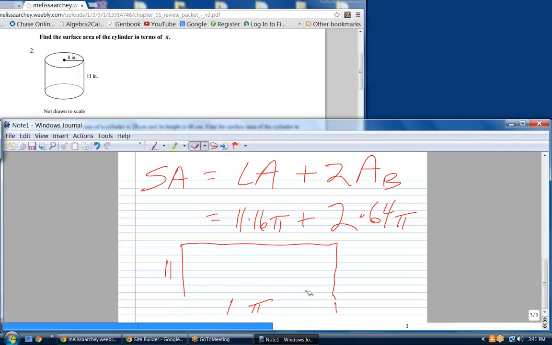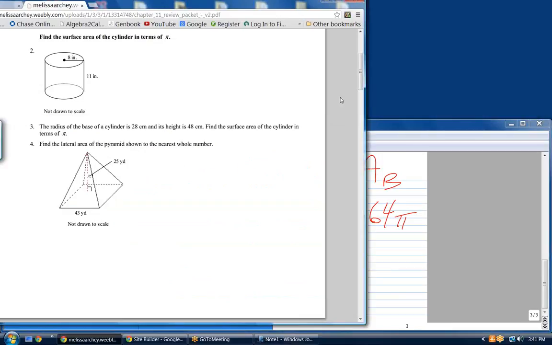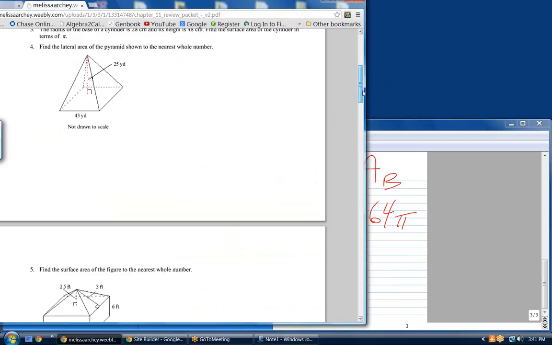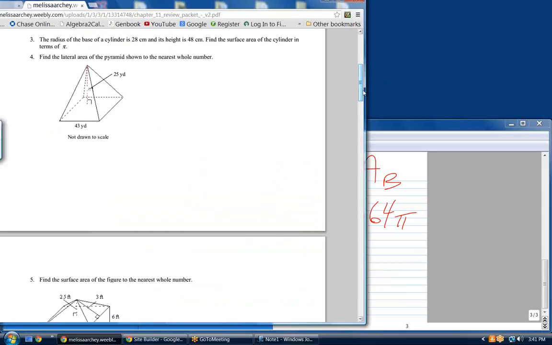All right. Circumference of a circle. Alrighty. The circumference of that circle.